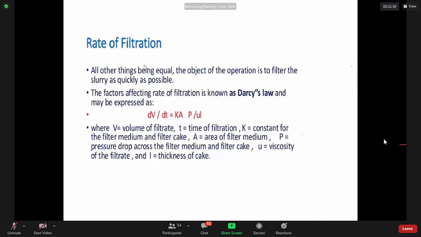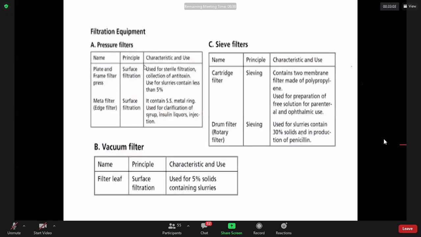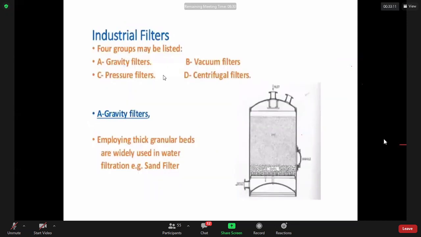Filtration equipment is given in here, and some of the diagrams for filtering can be given. The different types of industrial filters: you have the centrifugal filters, you have pressure filters, gravity filters, vacuum filters, and what they actually do. They have been given here.